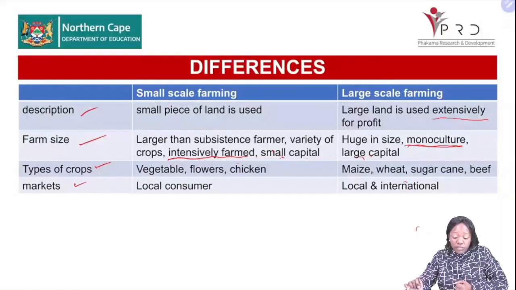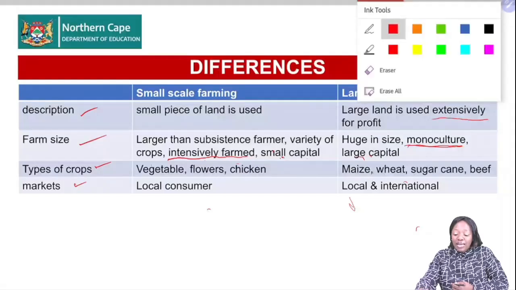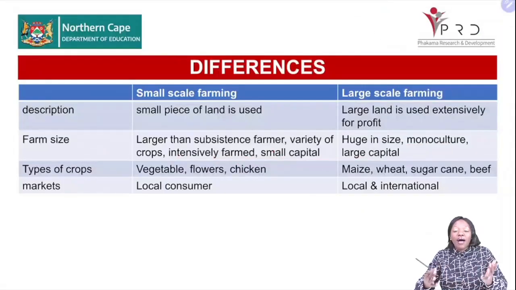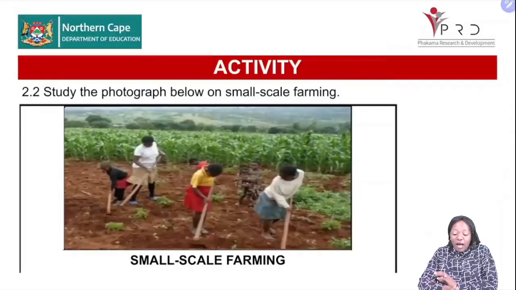Then in terms of the market, we said the small scale farming, they are only selling for the local, so the local consumer. So where else in the large scale farming, they are selling in the local as well as in the international. So even if the questions come in any manner or in any how, as long as you understand these two, the description, the farm size, the types of crops, as well as the markets, you will be able to answer any question.